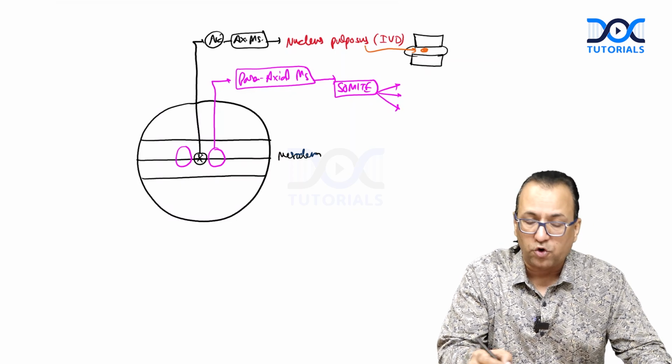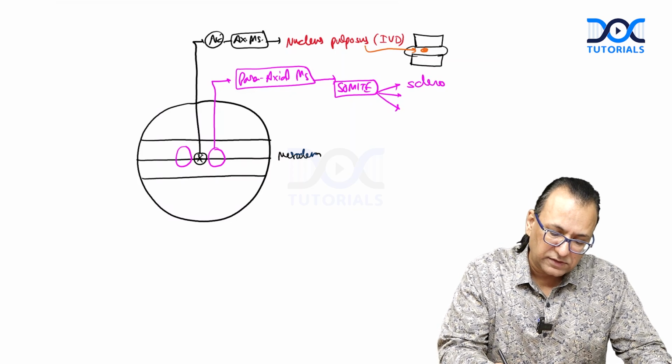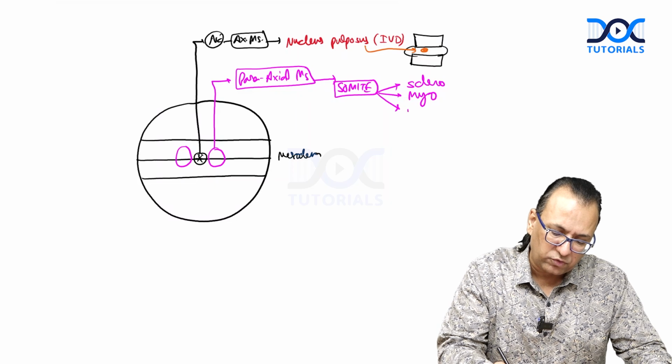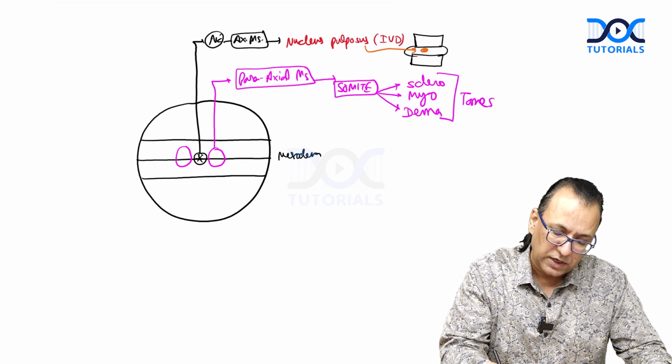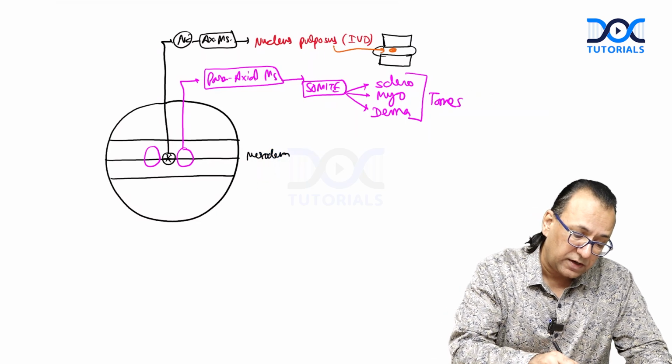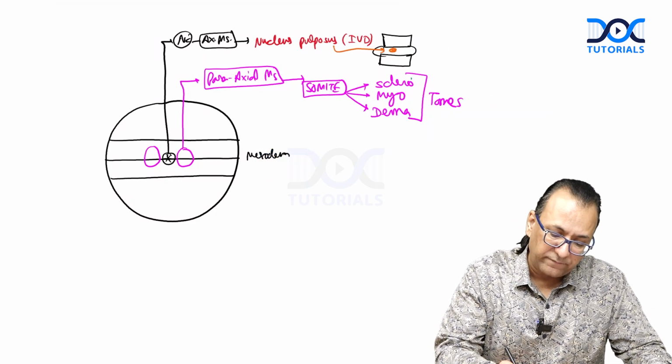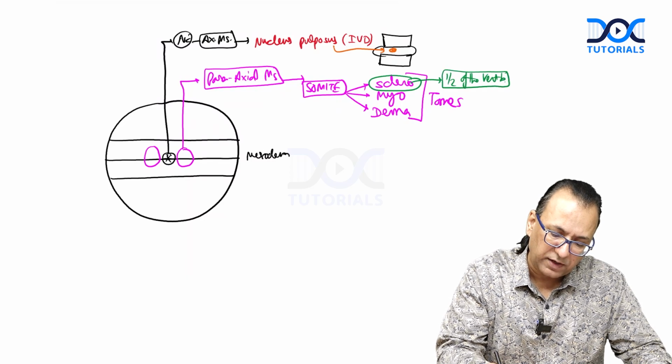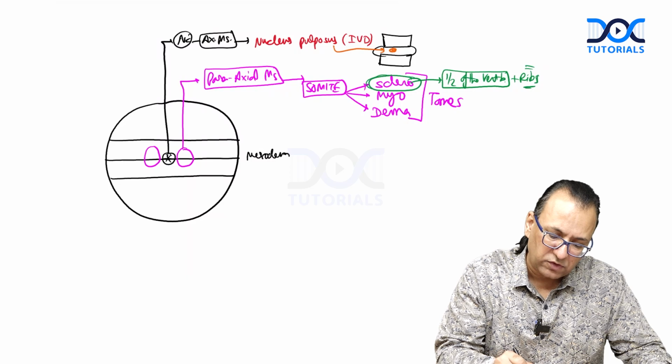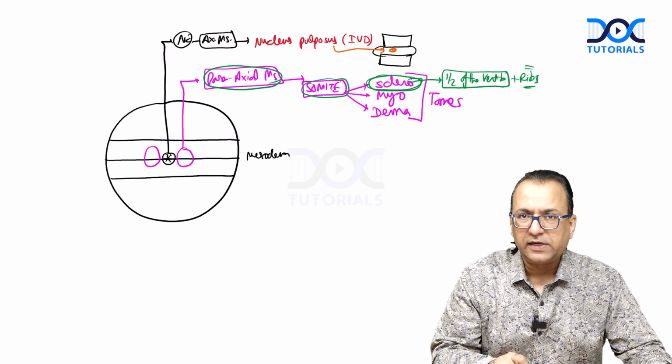And somite actually itself divides into three parts. We call them tomes. Like the medialmost is the sclerotome, then in the middle we have myotome, and laterally we have the dermatome. We will be talking about these tomes in detail, but here you can just mention the medialmost sclerotome is going to form half of the vertebra, and not only is it going to form the vertebra, it is also forming the ribs which are attaching to the vertebra. So vertebra and ribs come from the sclerotome part of the somite, or the paraxial mesoderm.